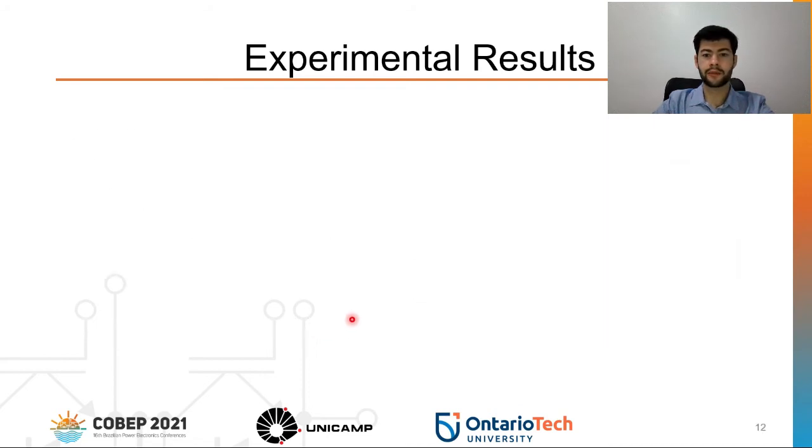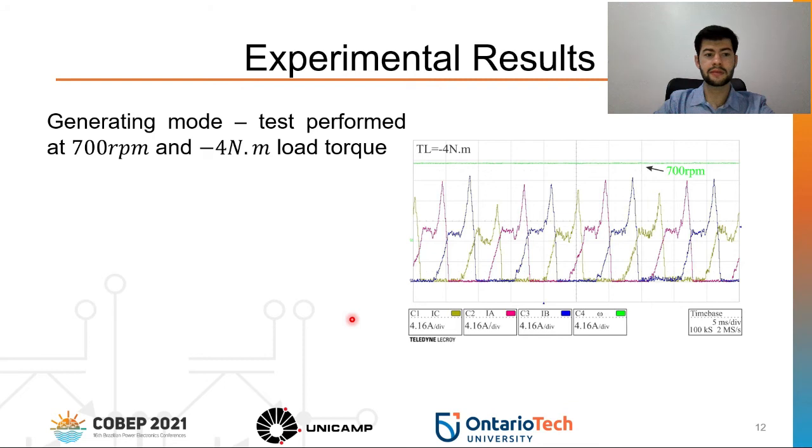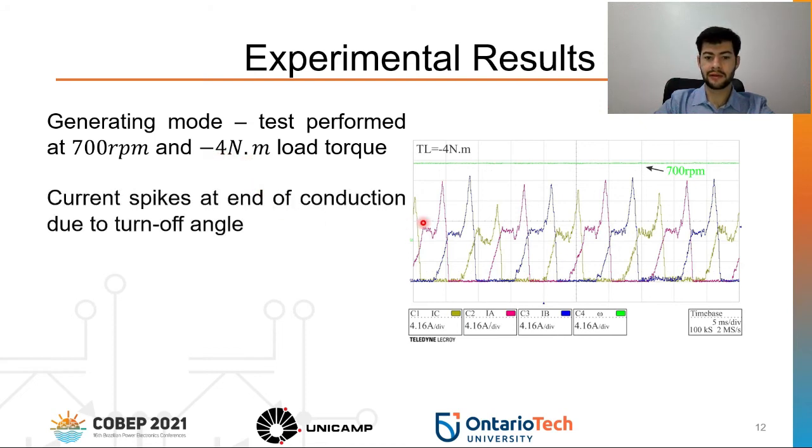To verify the operation in the generating mode, we performed two tests. The first test was at 700 RPM and minus 4 Newton meters load torque. Note here at the figure that there are current spikes at the end of the conduction, and it's due to the turn-off angles which are higher than the simulation results. We wanted to show this effect to show how important it is to choose the correct turn-off angle.